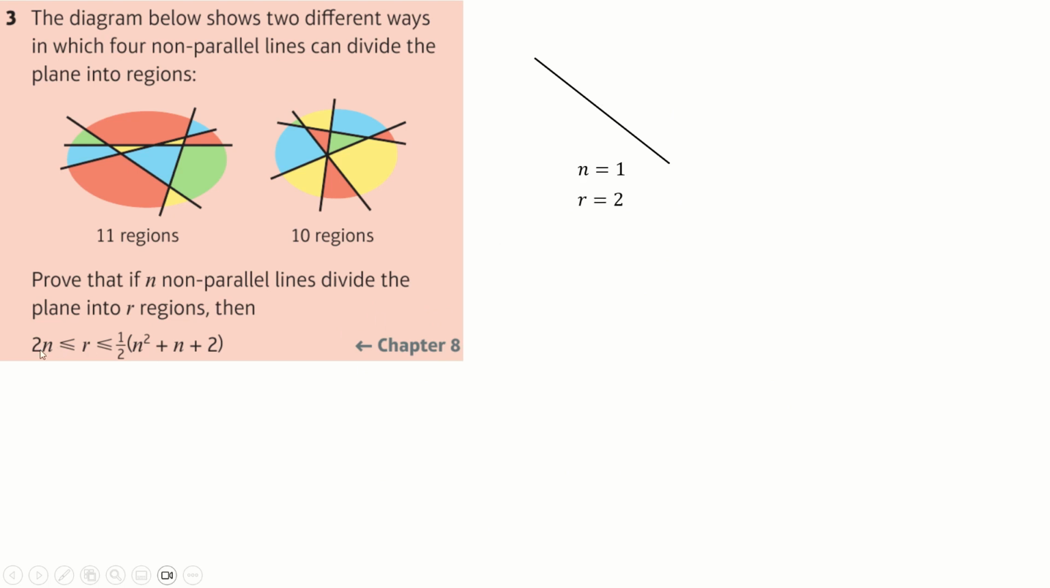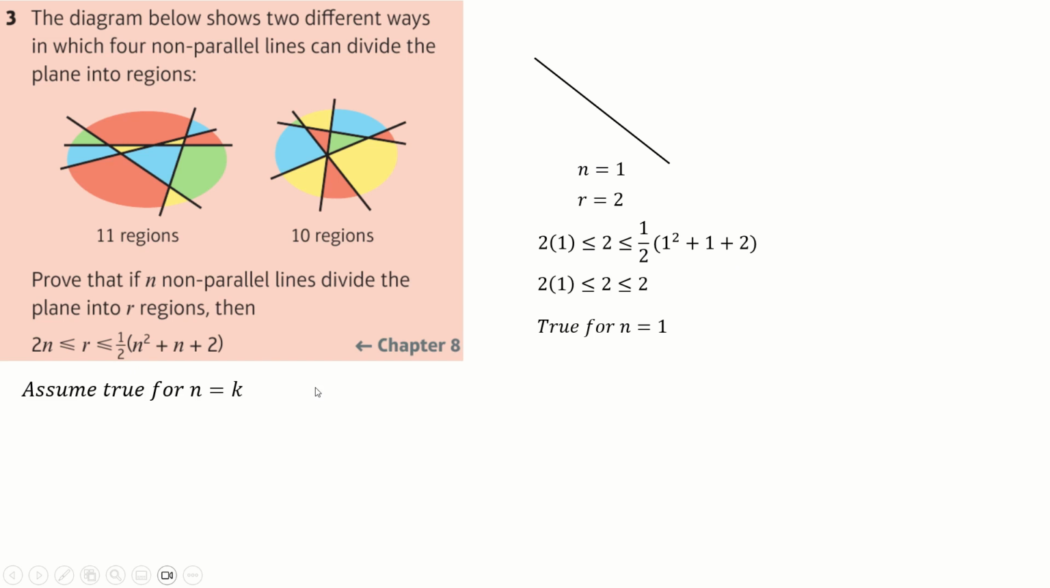And therefore this holds because 2 times 1 is less than or equal to 2, which is less than or equal to, if you put 1s in there, you get 2. So cool. Regions are definitely 2. This rule on both sides holds if n is 1. Now, what you can do is you consider, of course, it's induction, right? So you assume it's true for n equals k.